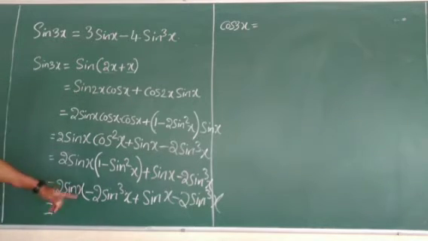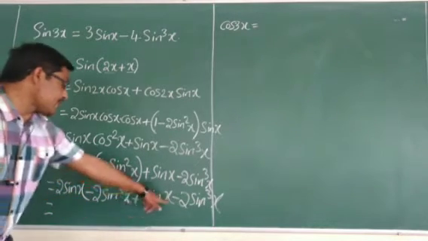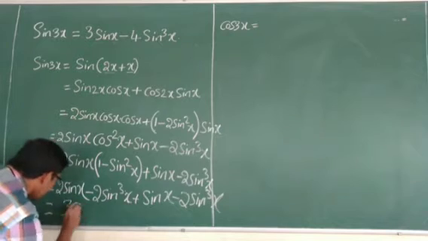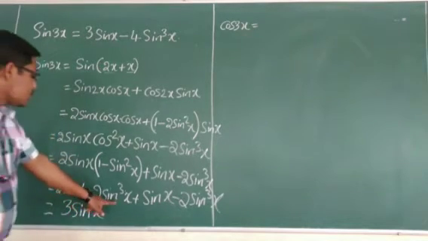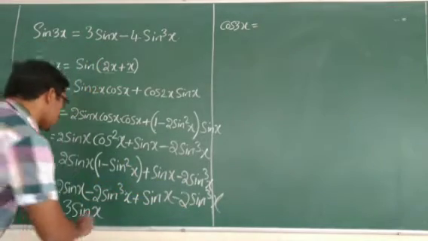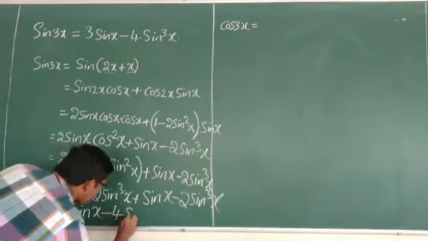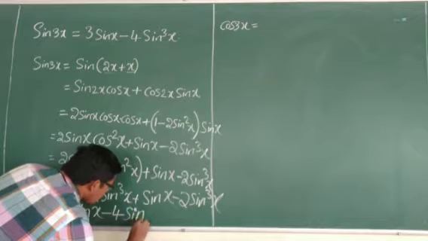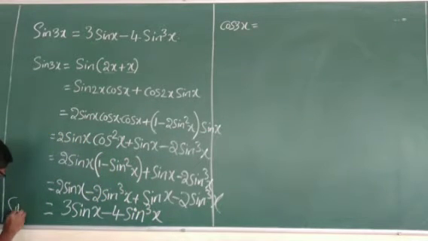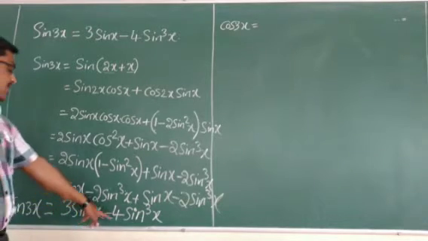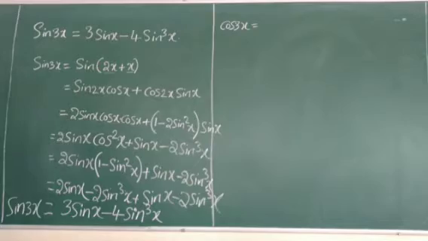Now if you observe from this, 2 sin x plus sin x, that is 3 sin x, minus 2 sin cube x minus 2 sin cube x, that is minus 4 sin cube x. So this is your sin 3x. Sin 3x is equal to 3 sin x minus 4 sin cube x.